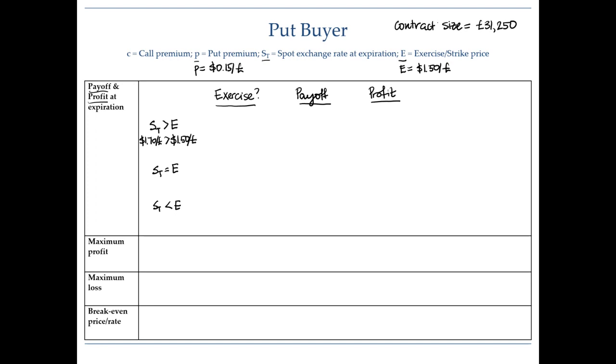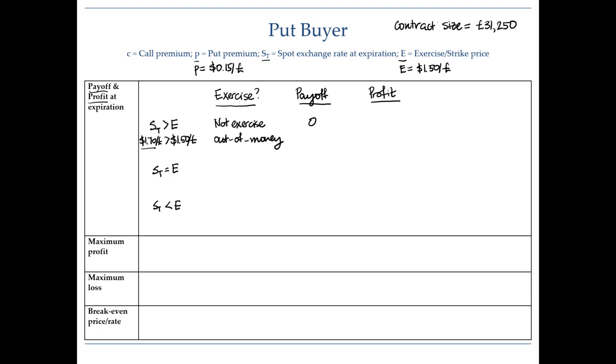So in this case, you as a put buyer, you will not exercise this contract, right? Because why would you sell your pounds for $1.50 according to the put option contract when you can just sell them at the spot market for $1.70? So you will not exercise this contract because you always want to sell at the higher price, and such put options are said to be out of the money.